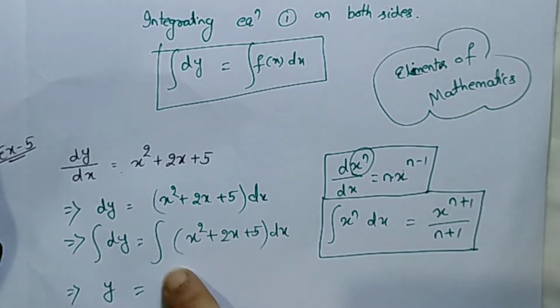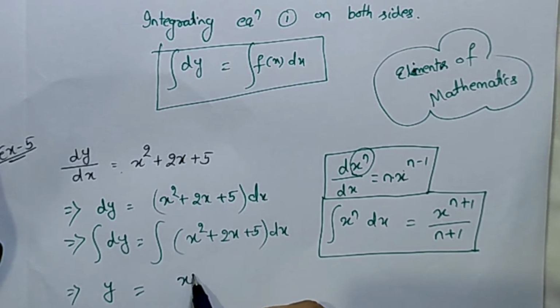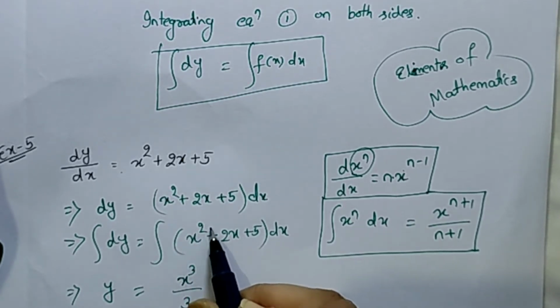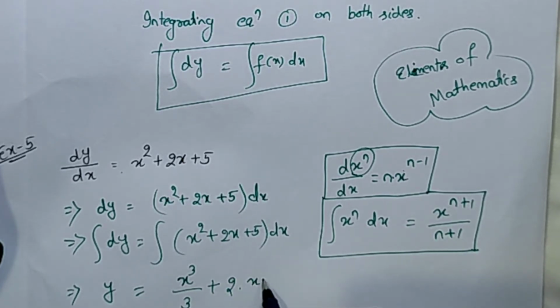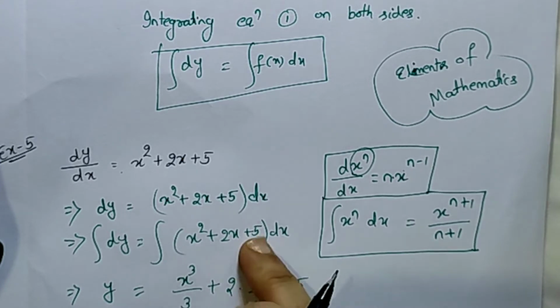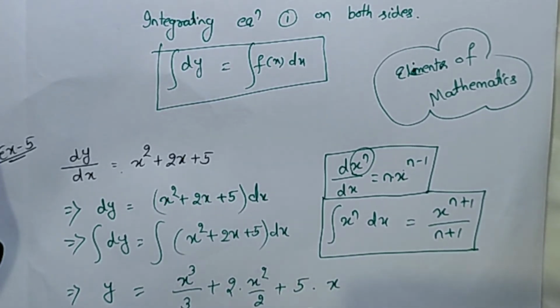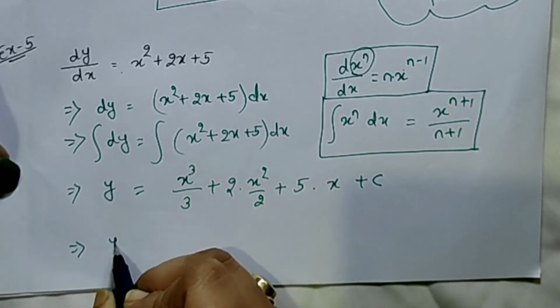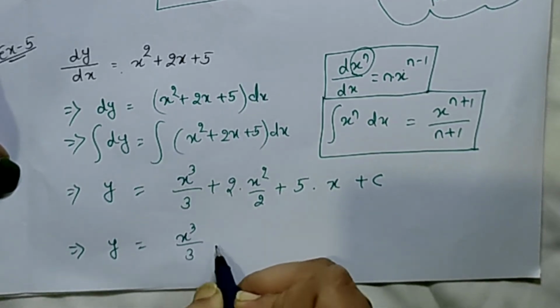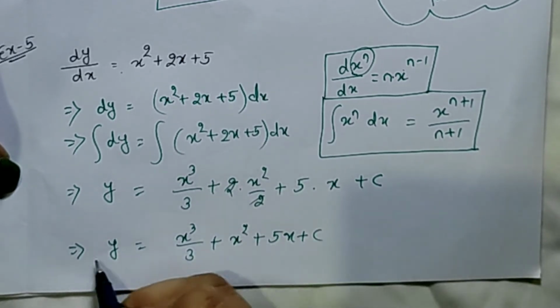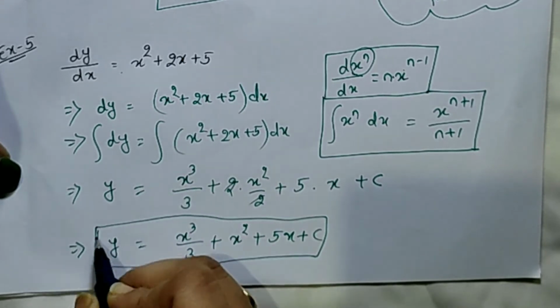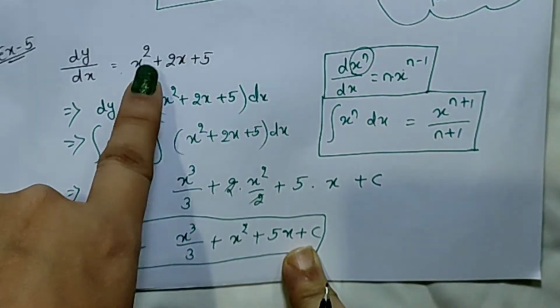So x square integration will be x power 3 by 3, since n plus 1 means 2 plus 1, 3. Plus 2 into x integration is x square by 2, plus 5 is a constant, so integration of 5 dx is 5x, plus c. What is c? C is the integrating constant, which implies that y is equal to x cube by 3 plus, the 2 cancels, x square plus 5x plus c. This is the solution of this differential equation.